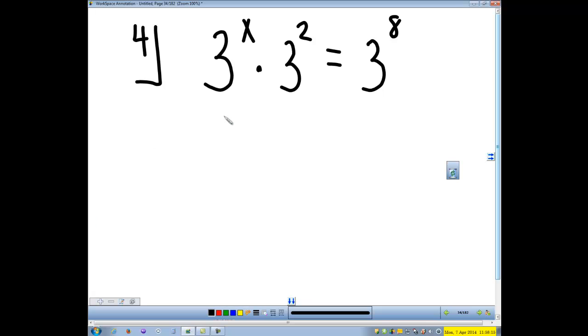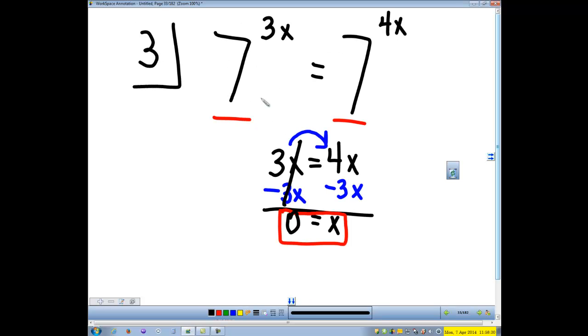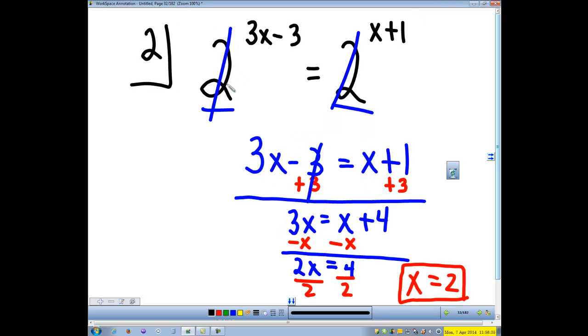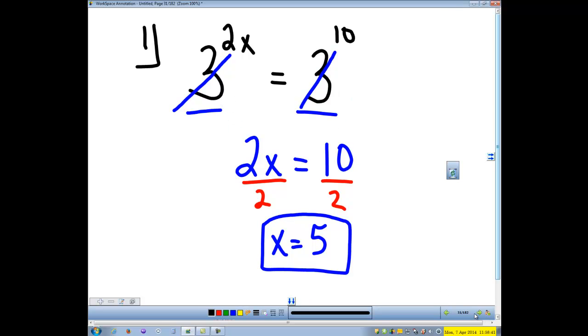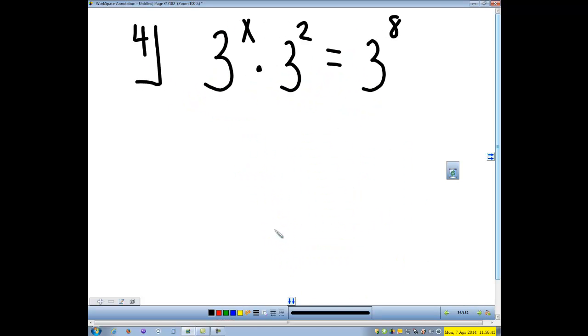Example 4. In this problem, we have to use the laws of exponents in order to simplify before we can solve for the variable x. In examples 1, 2, and 3, there was only one base on each side of the equal sign. In example 2, there was a 2 on each side. In example 1, there was a 3 on each side. But in example 4, I have 2 bases on the left side. So before we can solve this problem, we need to condense and simplify.